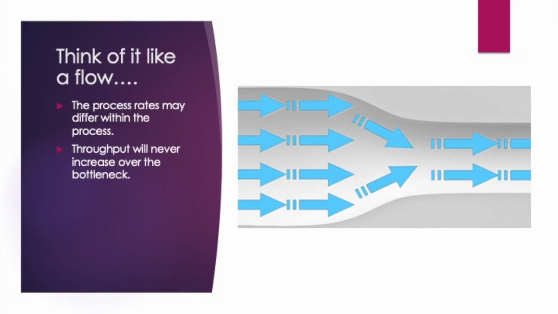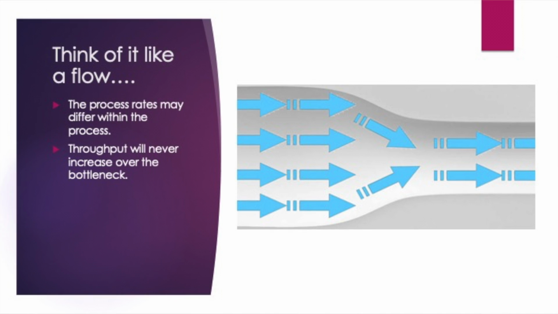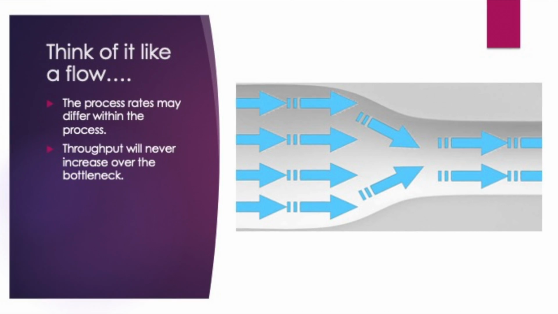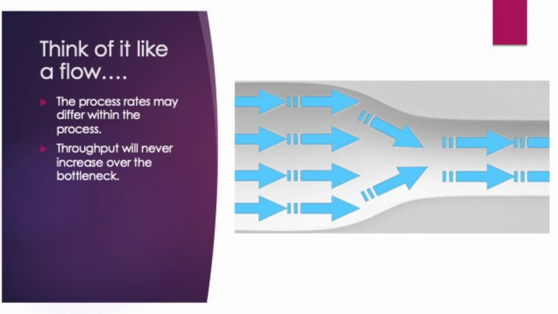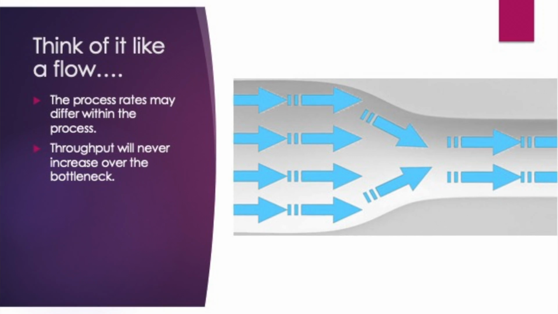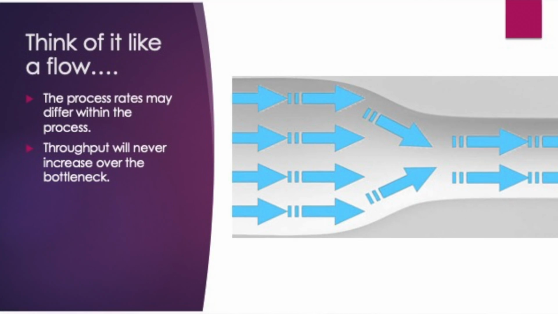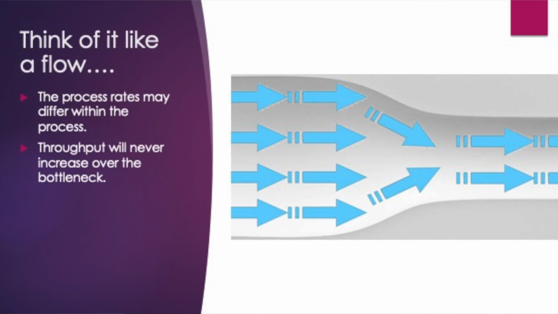So the easiest way to go about this is to think of it as a flow. In this process here, we have 4 arrows worth of production coming down the line, and then at the process towards the end of the line, as you can see, there's only 2 arrows getting through. This is a fundamental concept in process balancing and process design, and if you don't get this, you should spend some time here and make sure you get it.